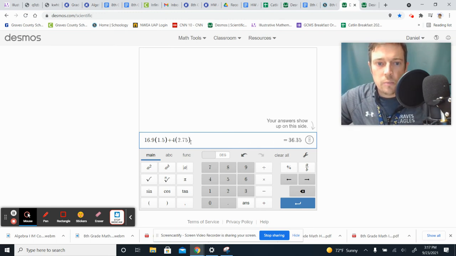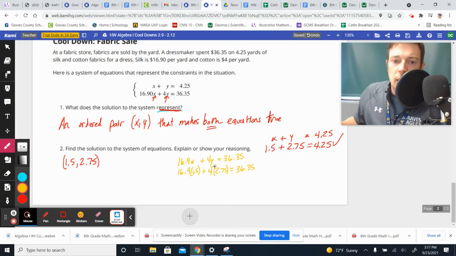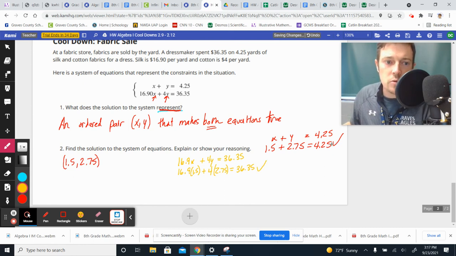So this would be proving that that's equivalent, and this is true. So it makes this one true. That ordered pair makes this one true. Explain or show. I feel like we've shown our reasoning very well there. You also could have said that I graphed both equations and the intersection of the two graphs fall on the ordered pair 1.5, 2.75. That would have been a way that you could have explained it. But I went the show reasoning route, and I feel like this is good enough to prove that they are the solution to this particular situation.